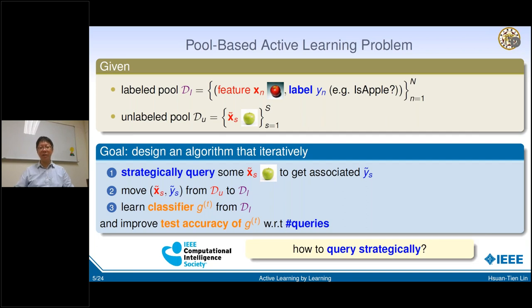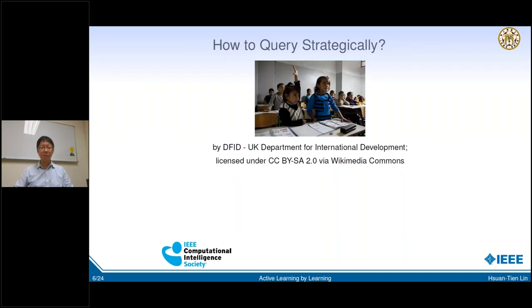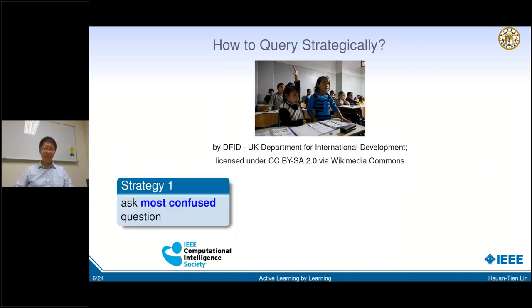And our next question is, it seems that the core of this algorithm is to query strategically. So how can we really query strategically? Well, as I said, active learning is asking questions. So let's think about how to ask questions strategically. How do our students or ourselves ask questions strategically during a class or maybe during a webinar? This is hinting that you can try to think about how to ask me more questions at the end of this webinar. One possible strategy that many people use is to ask the most confused question. If someone is truly confused by one particular question, then maybe you should ask. So that's strategy one.